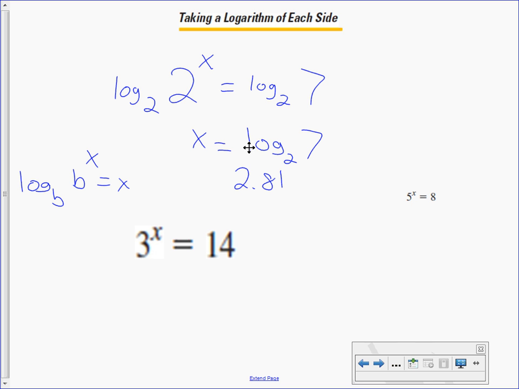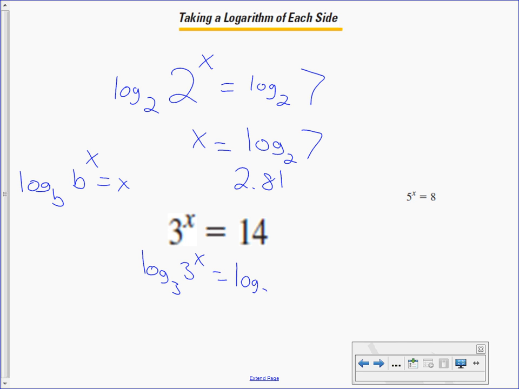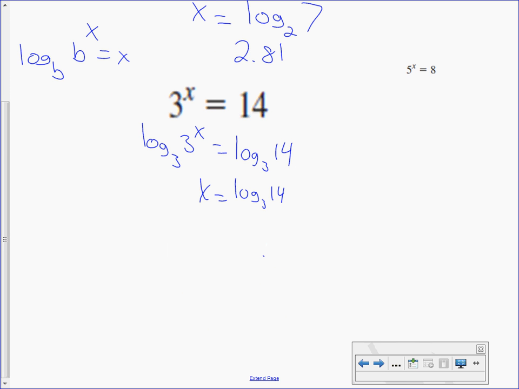So what do you have to do for this guy here? 3 to the x is 14. Just take log base 3 of both sides. So you wind up with x equals whatever the log base 3 of 14 is. What'd you guys get? 2.4 or something? Okay. Not so bad, is it?